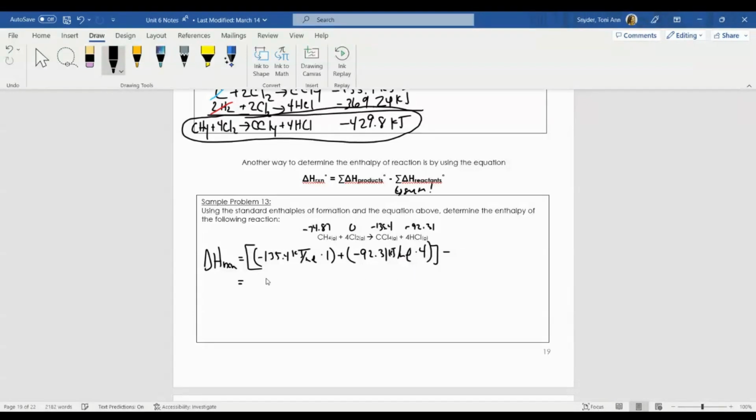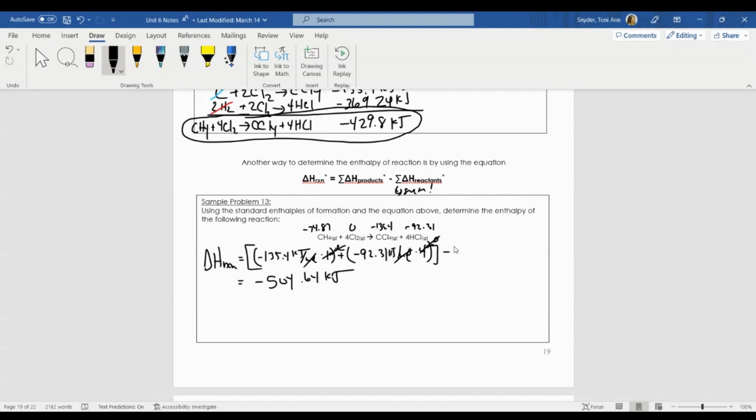And actually, I could do this for you now. When I add all of these up, we get negative 504.64. And units are kilojoules, because if I'm multiplying this by 1 mole and this is 4 moles, moles and moles will cancel. So I'm left with, oh, I'm sorry, this should be just joules. Nope, no, it is kilojoules. I'm sorry. Kilojoules right there.